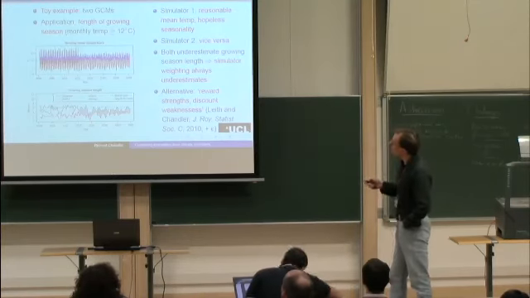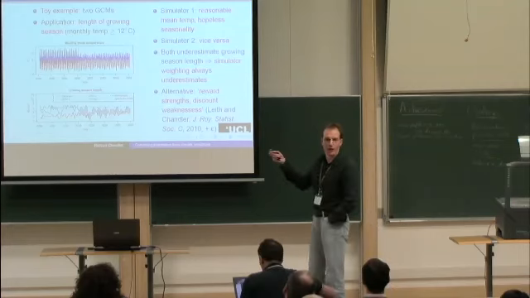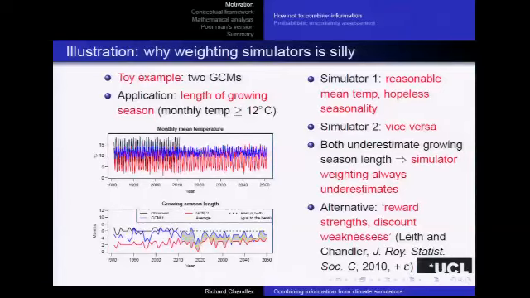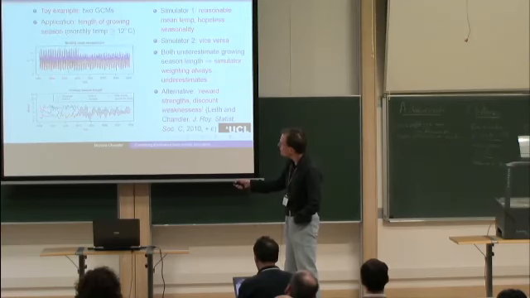Now, supposing that I'm doing this because I'm interested in some agricultural application, and I'm interested in the growing season for a particular crop, which I'm arbitrarily defining as meaning that the monthly temperature is in excess of 12 degrees centigrade. If I calculate the length of the growing season for each year of this simulation, according to the observations, it goes like that.